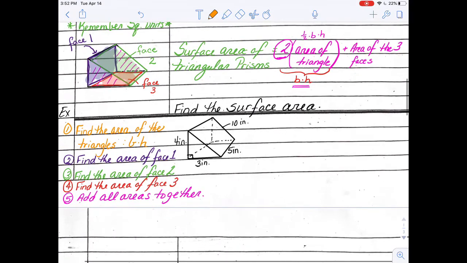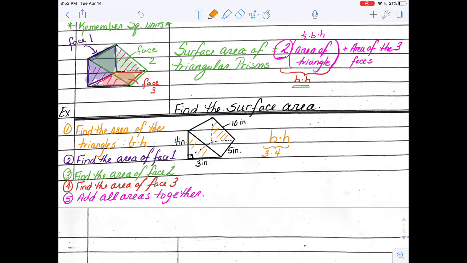Finding the area of the triangles. Now again, remember, there are 2 triangles that are the same shape, same size. So instead of doing 2 times 1/2 the base times the height, we're just going to do one triangle, forget the half, and just do base times height. So base times height is 3 times 4.